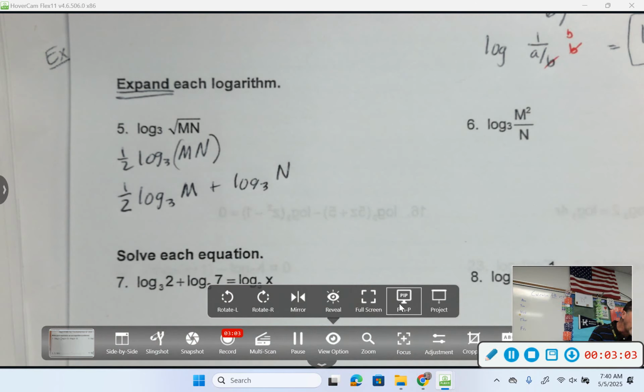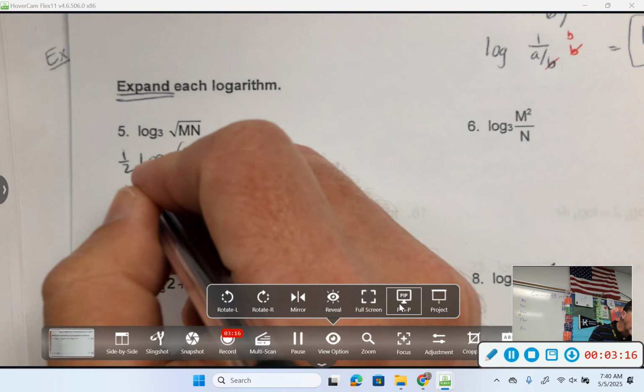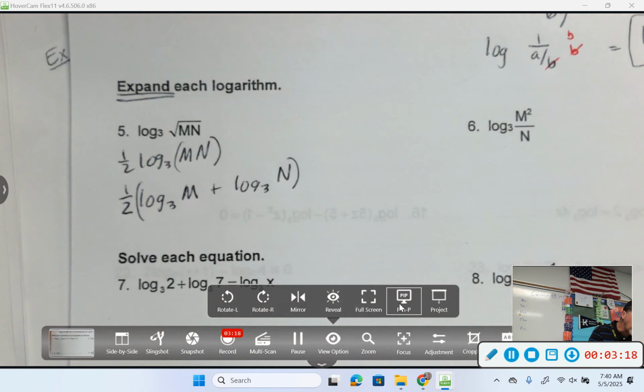Question mark? Okay, 2 options. Either parentheses to make sure they both get the 1/2, or just put the 1/2 on both of them. And either way is fine. So, again, it doesn't matter. You've expanded either way. The parentheses sort of emphasizes the fact that the 1/2 goes to both of them. Obviously, if you distribute, then you put the 1/2 to both of them. So either way.